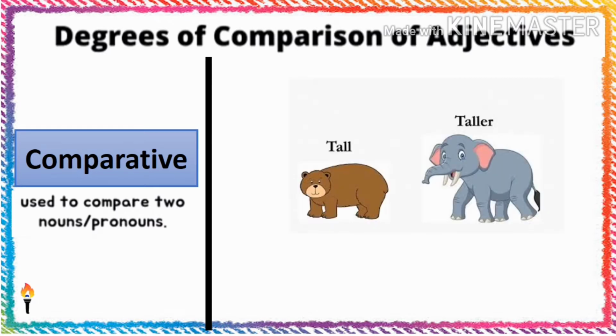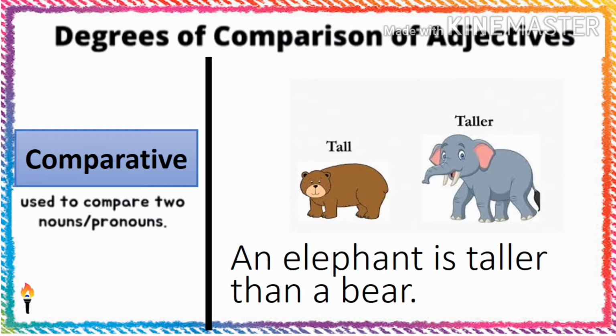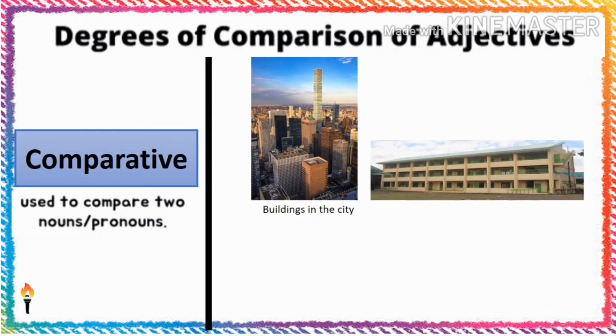Let us have another example. A bear and an elephant. An elephant is taller than a bear. What are the two nouns being compared? We have elephant and bear. What is the word used to describe or compare them? We have the word taller. Taller is an adjective in a comparative degree because it is used to compare two nouns.